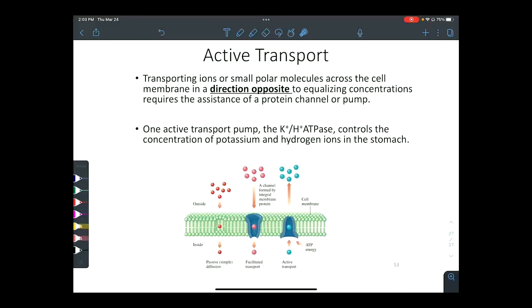So the last 2 are related to one another, right? Facilitated transport and active transport, but only one of them requires energy. Which one requires energy? Active, and that's when you're pushing a molecule to somewhere that has more concentration, which does not happen naturally. So yeah, we're done with chapter 8.